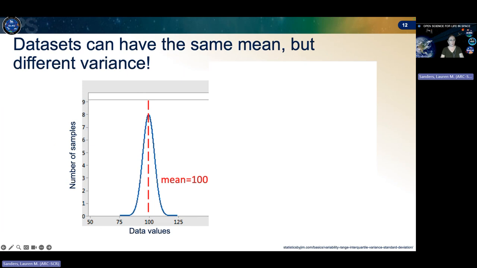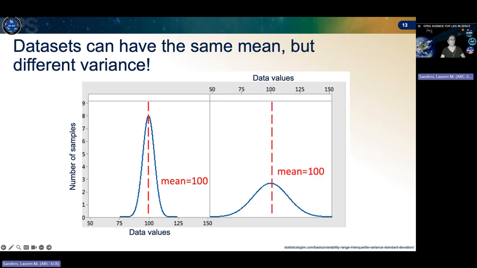Now, what's interesting and why variance adds something to the picture is data sets can actually have the same mean but different variance. So that's why it's important to use both mean and variance to describe a data set. So here we're looking at a hypothetical data set. The data values are on the x-axis. So this particular data set has values from 75 to 125. And the number of samples is on the y-axis, and the mean is 100. Now looking at a different data set, the mean is still 100, but the variance is much greater. The data values span all the way from 50 to 150.